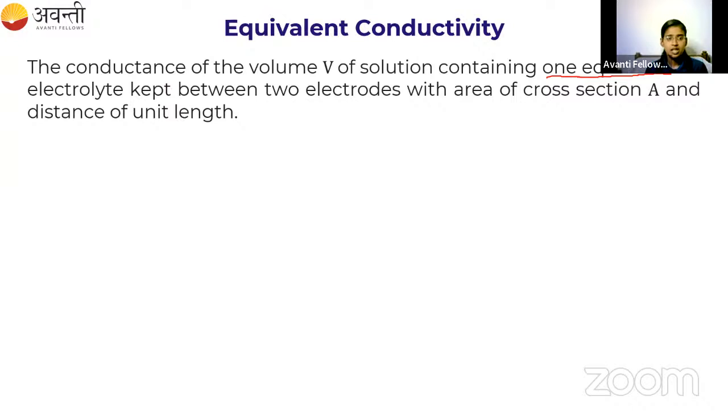So one equivalent of electrolyte kept between two electrodes with the area of cross section A and distance of unit length. So the definition for both the conductivity are same and there you have to use 1 mole and here one equivalent. That's all. Okay. So equivalent conductivity is denoted by the letter lambda EQ, and it is equal to kappa into 1000 divided by N.